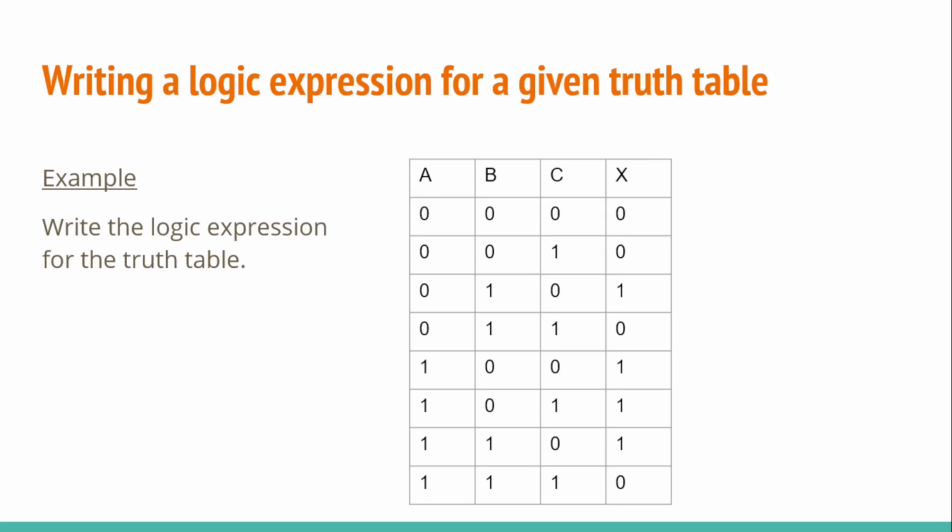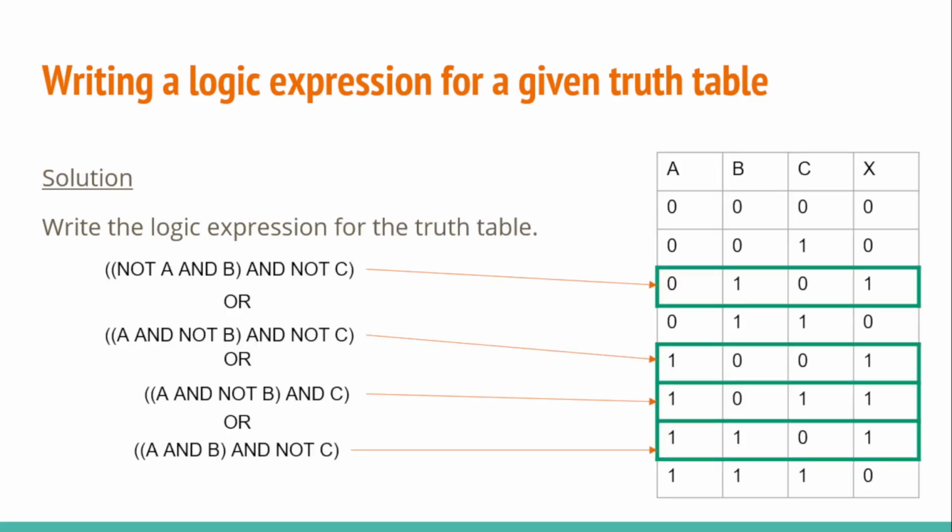In this truth table, we have 4 different rows with the output of 1. How do we convert these rows? We are going to match each row with their individual expressions. And the first row is where we have A to be 0, and B is 1, and C is 0.